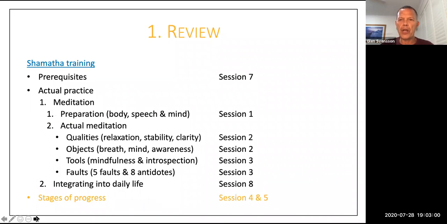So in the shamatha training, we are covering a number of points. The prerequisites for shamatha training, how to set up our life to support this practice. We'll be looking at that in session 7. In terms of the actual practice, in the first session, we looked at how to prepare ourselves well at the beginning of every meditation session in terms of preparing body, speech, and mind. And then within the actual shamatha meditation, we looked at a number of topics already.